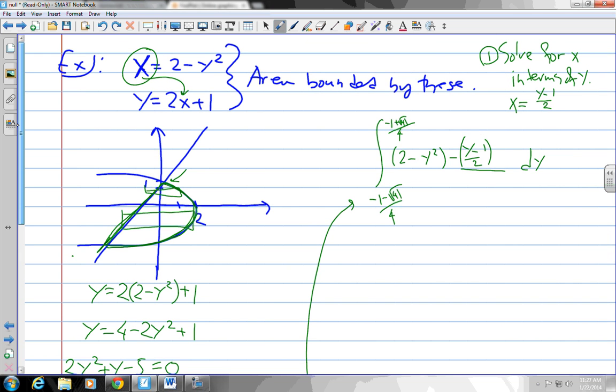But if you go the other way around, if you do that substitution, you get, don't write this down, x equals 2 minus 2x plus 1 squared. So this is x equals 2 minus 4x squared minus 4x minus 1.